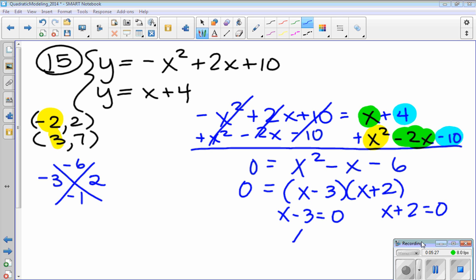Okay, so I get x equals positive 3. That's not a coincidence. And x equals -2. Not a coincidence.